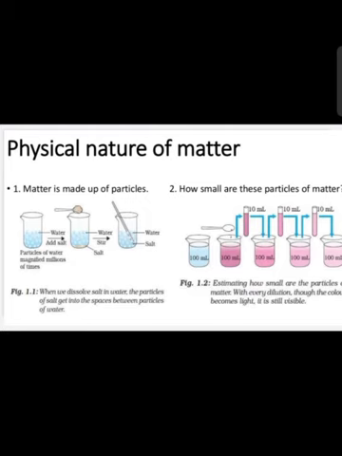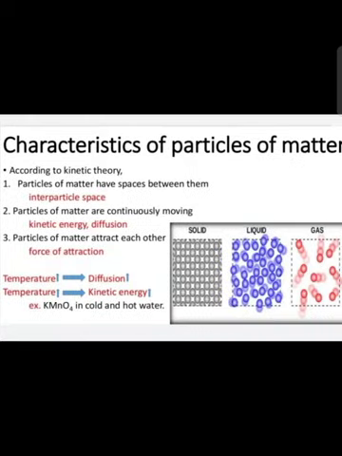Physical nature of matter. In this, we will be studying the physical properties of matter or the properties of components of matter. The first property is that matter is made up of particles. These particles, students, can be atoms, molecules, or ions. Next, how small are these particles? If we talk about the size, we can say that particles are very small or very tiny in size.